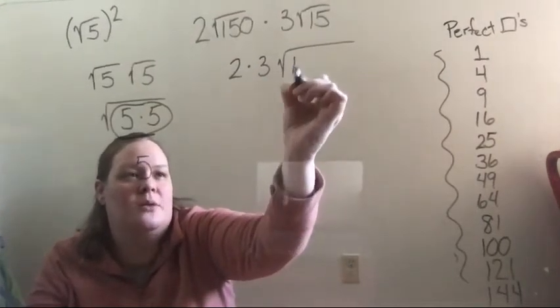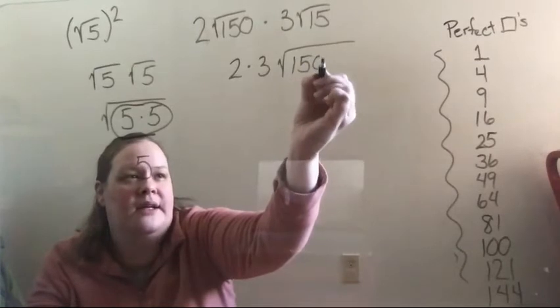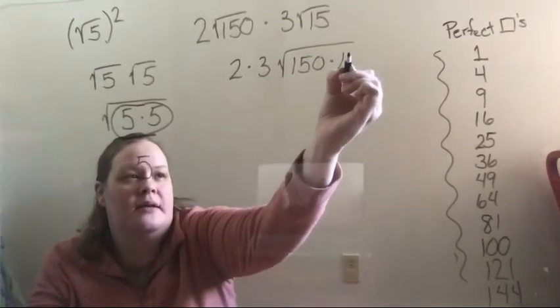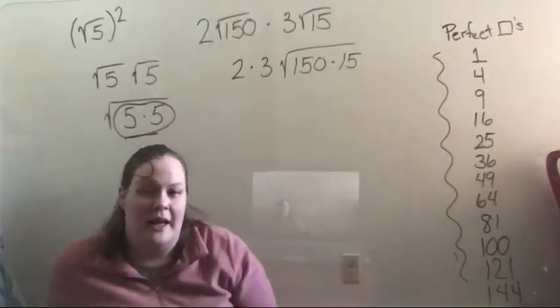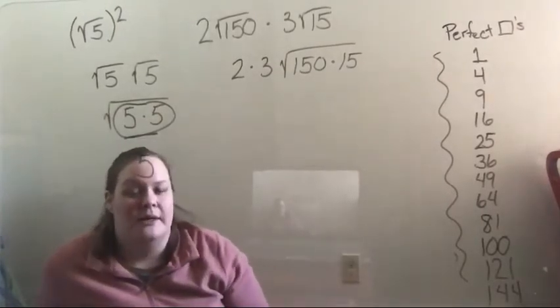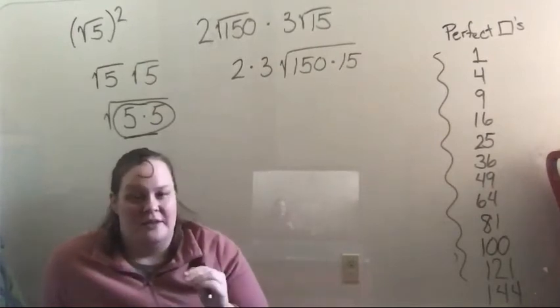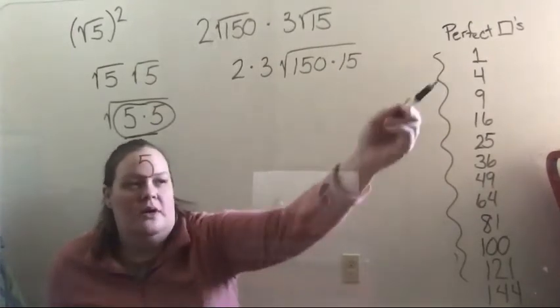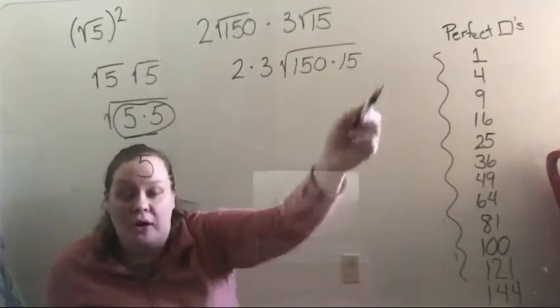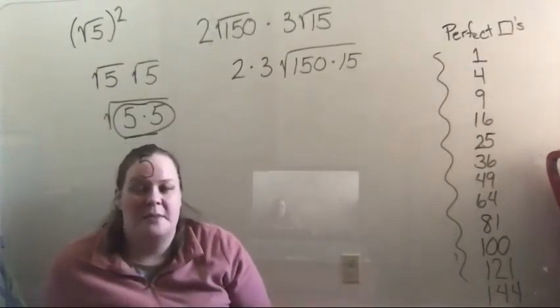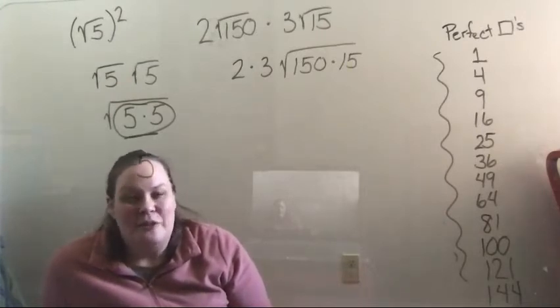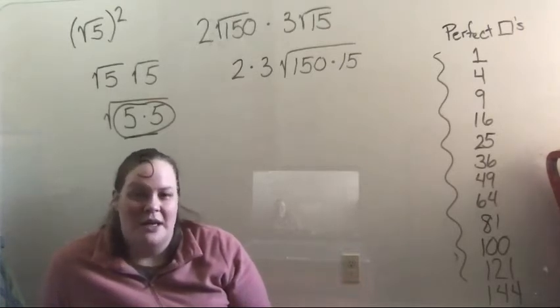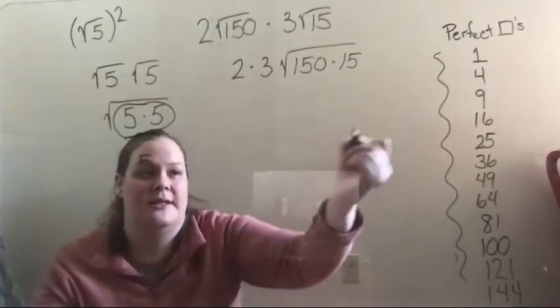Put it all under one square root. So we have 150 times 15. Now, what I would encourage you to do is, again, find a way that works best for you to find those factors of those numbers. Some of you will try to divide by one of these perfect squares. Some of you might think about the factors in your head. If you find that you tend to make mistakes or you forget some of those factors, I really encourage you to use that factor tree to think through it.